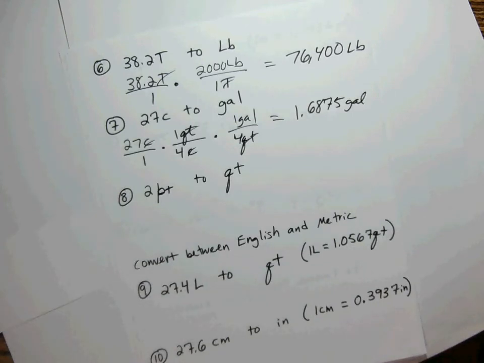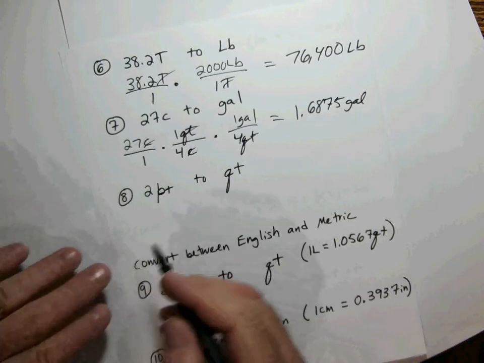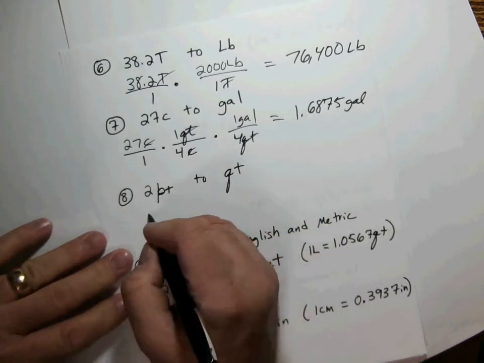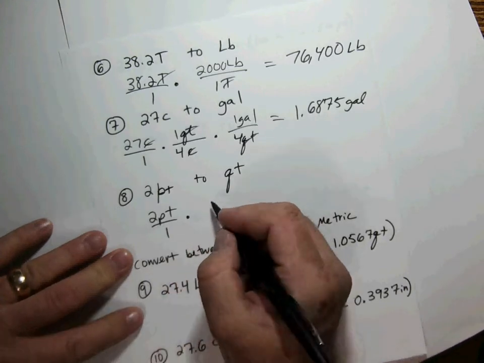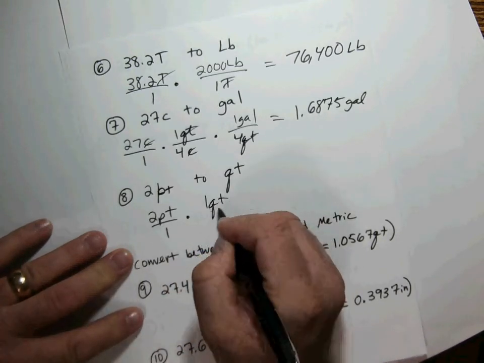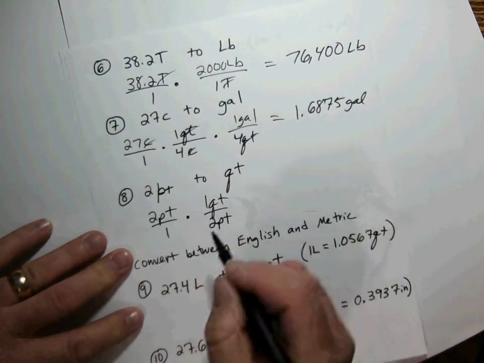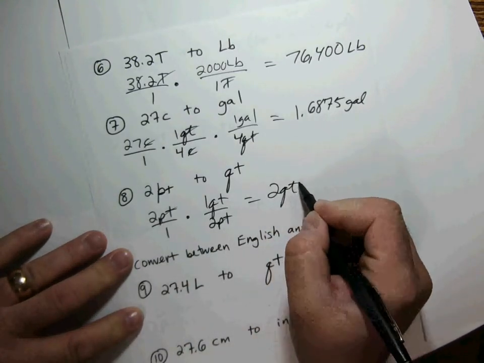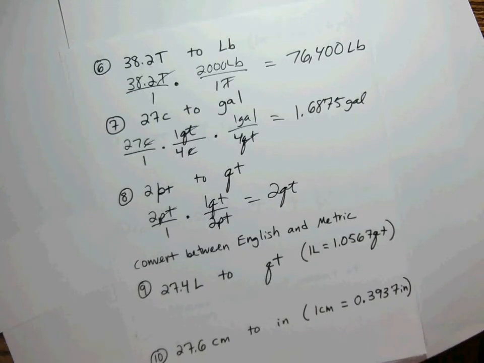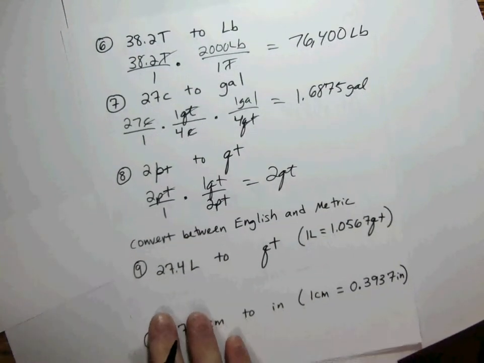Alrighty there. Pints to quarts. What's the relationship between pints and quarts? 2 pints equals 1 quart, right? Well, look at that, I'm asking you. Pints to quarts, right there. 2 pints over 1. What's the relationship? 1 quart to 2 pints. I'm giving you the conversion right there, aren't I? So 2 quarts. Okay, that's almost a freebie, but even with the freebies you can make a mistake if you're not prepared.